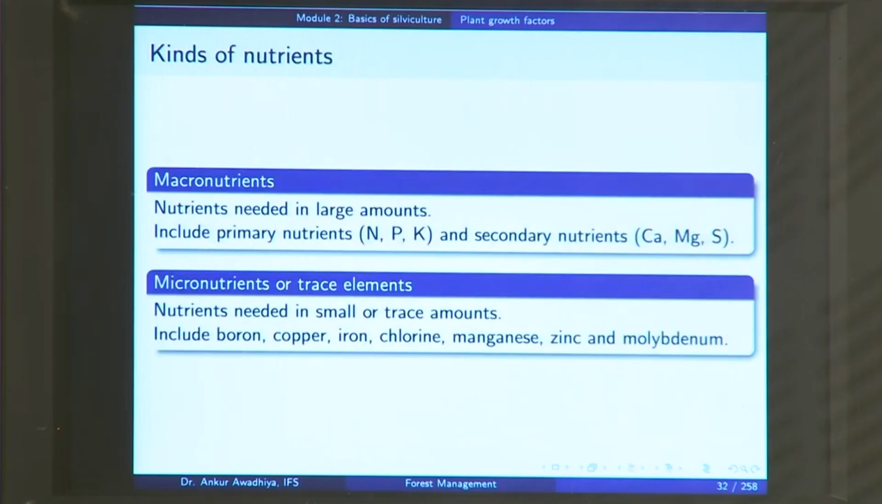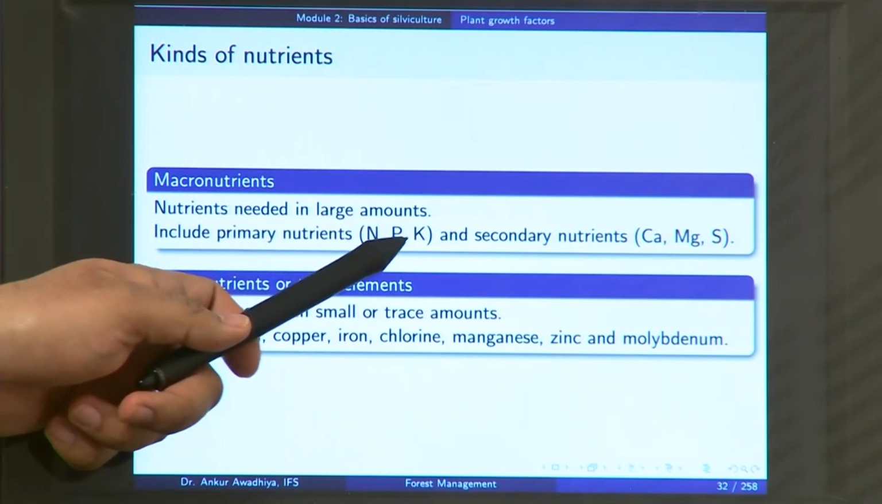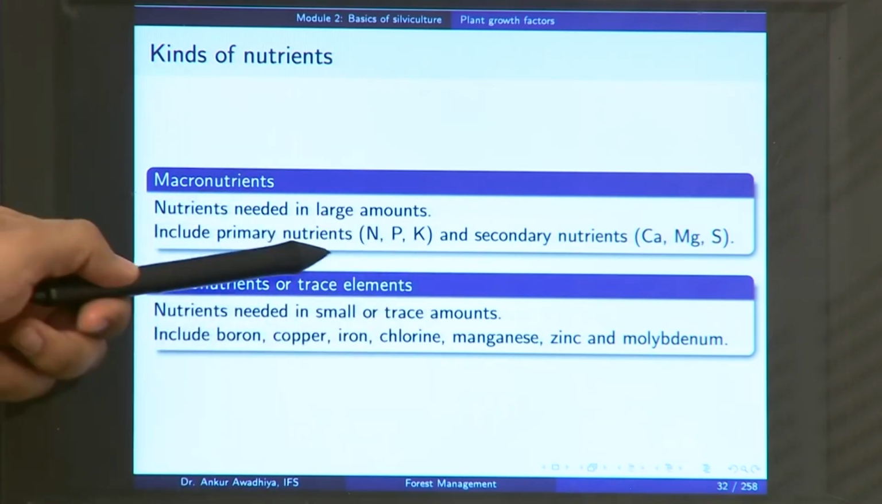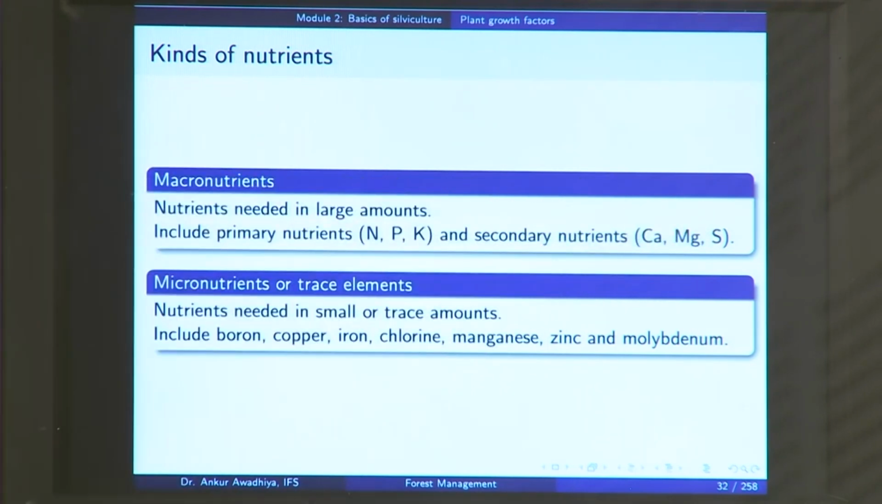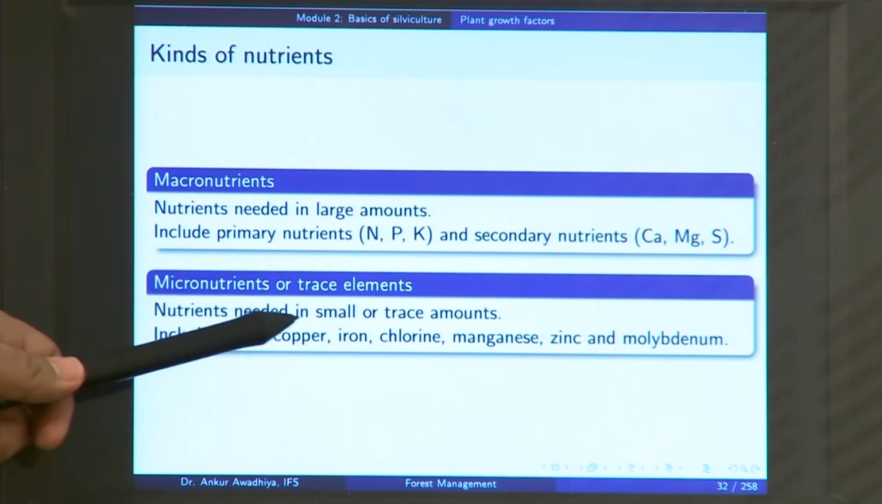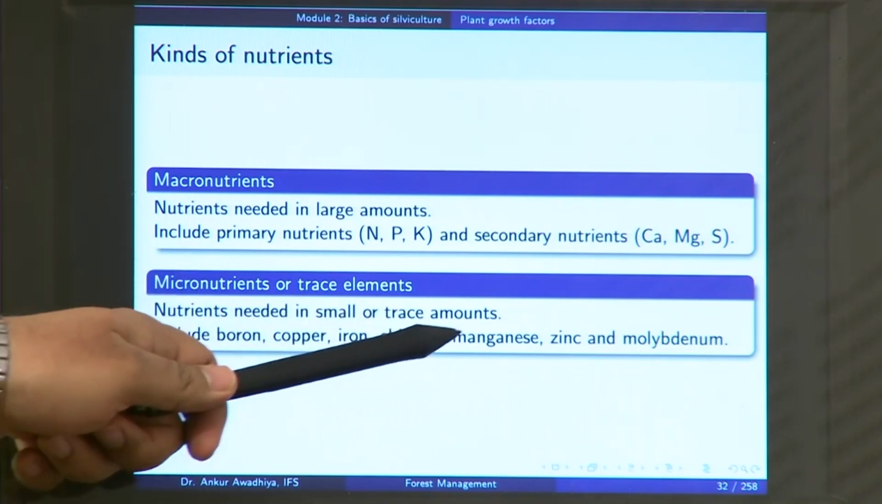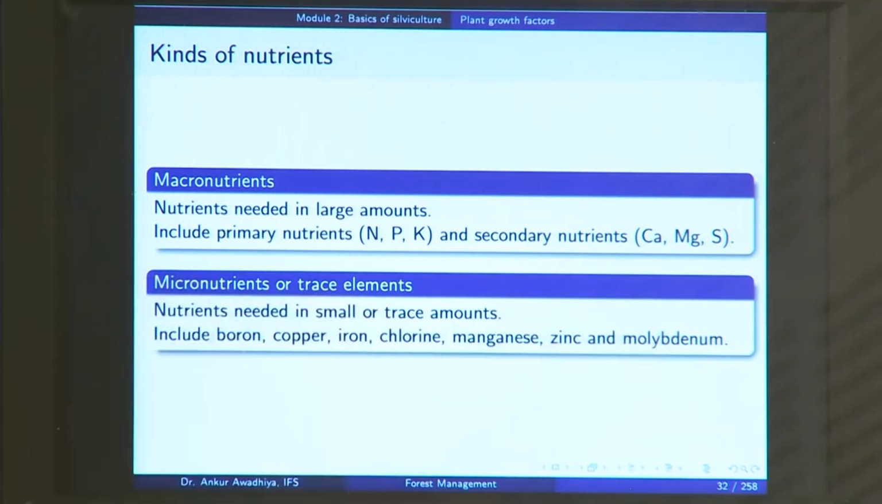Now, nutrients are divided into two different categories: the macronutrients that are needed in larger amounts and the micronutrients or trace elements that are needed in smaller amounts. Macronutrients include primary nutrients and secondary nutrients. The three primary nutrients are NPK: nitrogen, phosphorus and potassium, and the secondary nutrients include calcium, magnesium and sulfur. The micronutrients or the trace elements include boron, copper, iron, chlorine, manganese, zinc, molybdenum and so on.